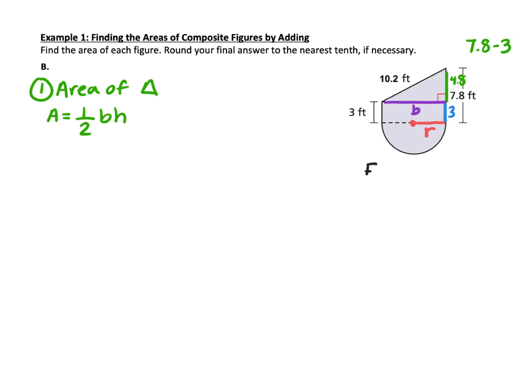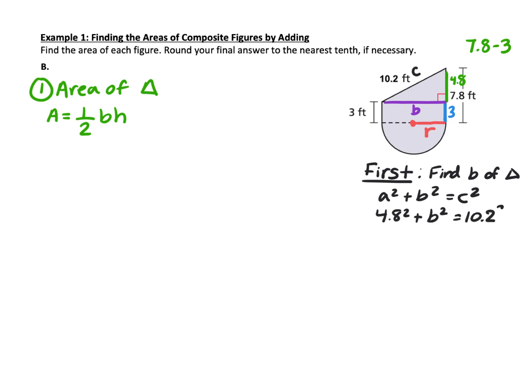So the first thing I actually need to do here is set up the Pythagorean theorem to find the base of the triangle. So we're going to use a squared plus b squared equals c squared. And the c is the 10.2. A and b are the other two sides. So 4.8 squared plus b squared equals 10.2 squared. And then you can just go to your calculator and type in 10.2 squared minus 4.8 squared, and your calculator will do the whole thing in one and give you b squared equals 81.